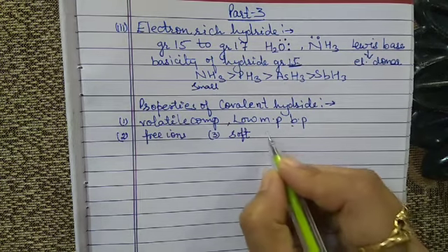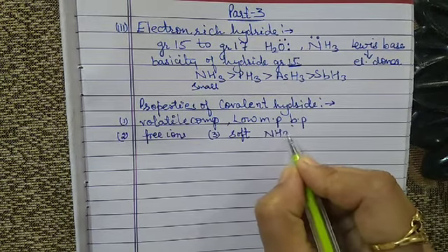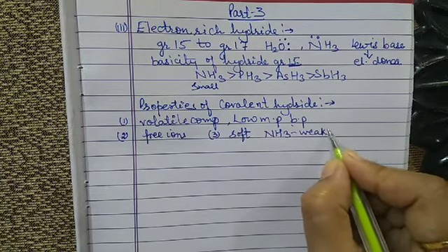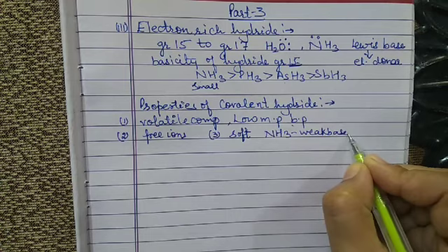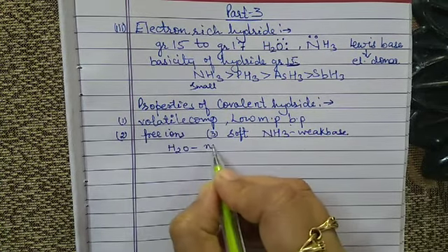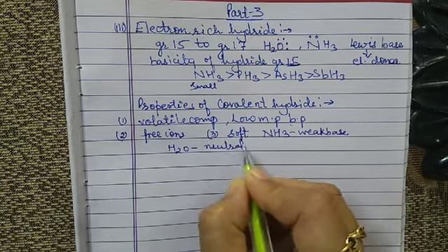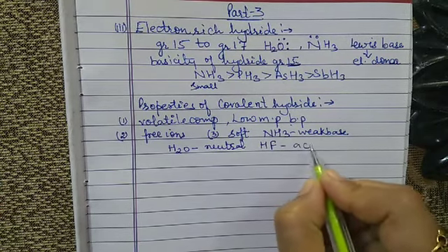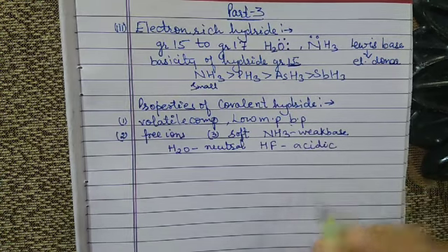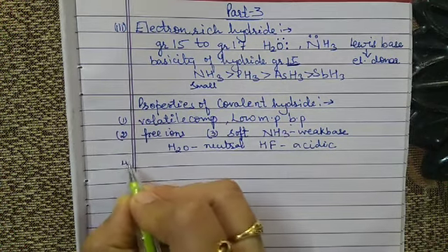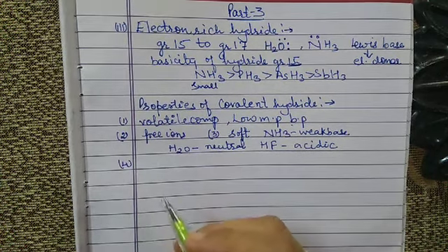So NH3, this is the ammonia, is a weak base. H2O is neutral. And if we are talking about hydrogen fluoride, we know that it is acidic. Now let us discuss their thermal stability.